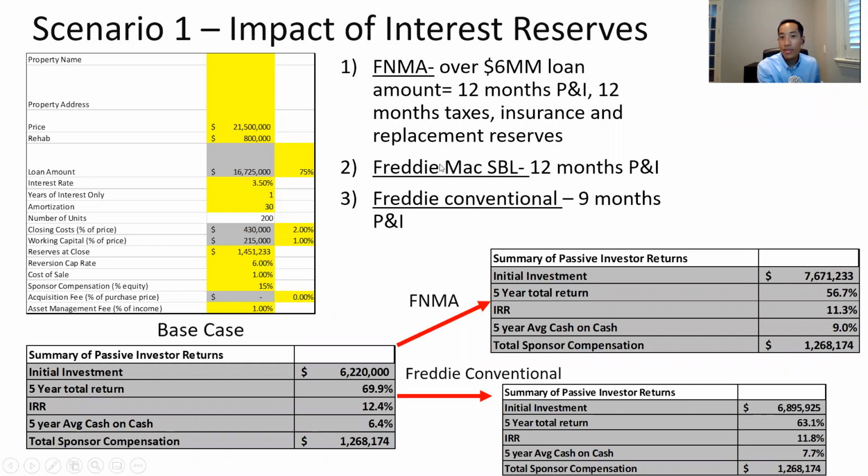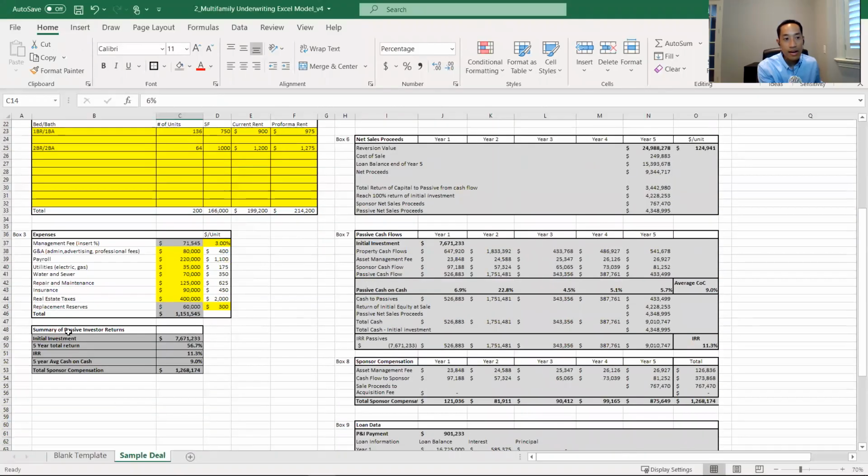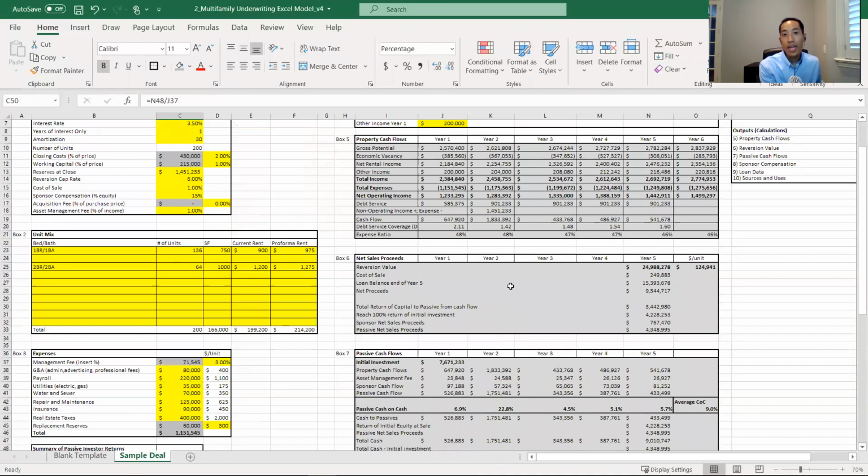And you can do the various scenarios for Freddie Mac SBL and Freddie Mac conventional. This deal is a $20 million deal, so I did Fannie and Freddie conventional. You can see that once you plug in those reserves, your initial investment goes up to 7.6 million. That's going to drive down your total return to 56.7. In this example, I put it back.